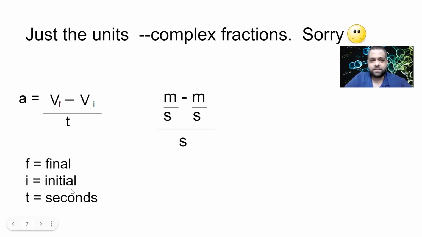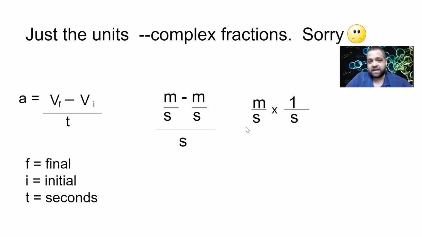So what does that look like? Our velocity is going to be meters per second. So this is meters per second minus meters per second. Now, if you remember your algebra, you can combine like terms. These are like terms, so you can combine them. But we're also dividing the whole thing by seconds. That's what makes this fraction a little bit complex. So I'm going to rewrite this fraction to get rid of the complex nature of the problem here.